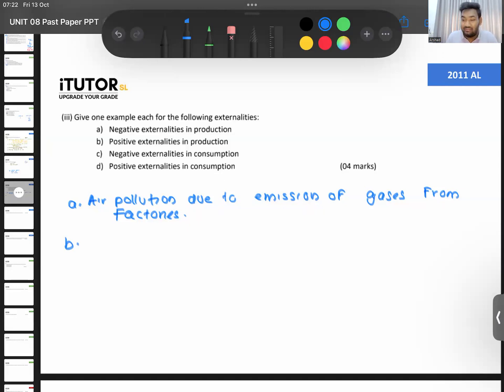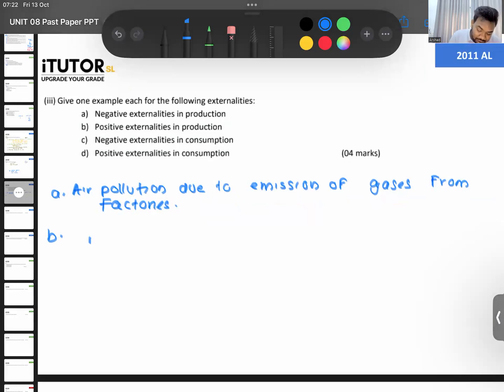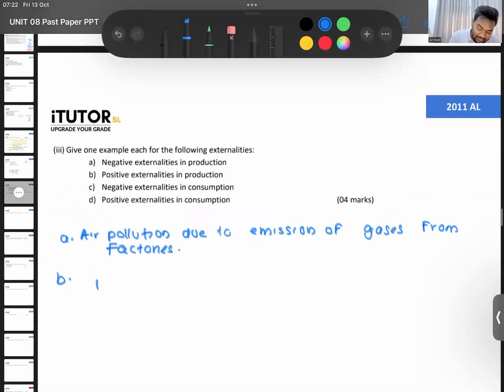Yes, building a new railway, fine. Yes, resulting in less road accidents, good. You can even talk about training opportunities for employees. As a result of them being trained, what happens? They might go and help someone else, no? So maybe we'll say providing training for employees.